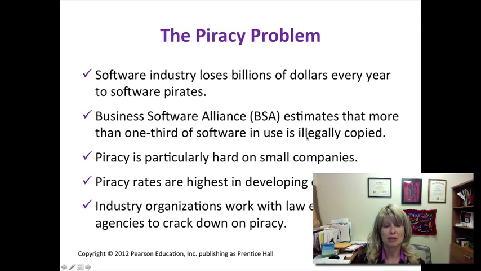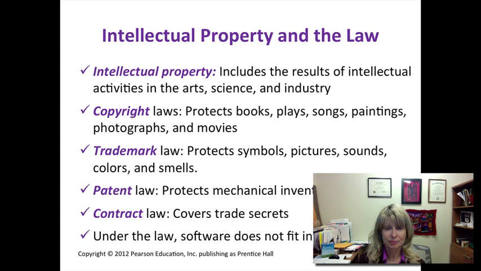One third is illegally copied. There you go. Piracy is particularly hard on small companies and startup companies. That's a big problem. And it's highest in developing countries. Why? Because people in developing countries have no money, and they might have a lot of time to try to figure out how to steal it.